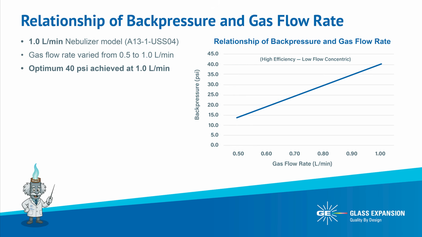Using a 1 liter per minute high-efficiency concentric nebulizer, the nebulizer back pressure was measured at a range of gas flows from 0.5 to 1 liter per minute. As we would expect, the optimum back pressure of 40 psi was achieved at 1 liter per minute, which, as we discussed earlier, is also reflected in the glass expansion product number.